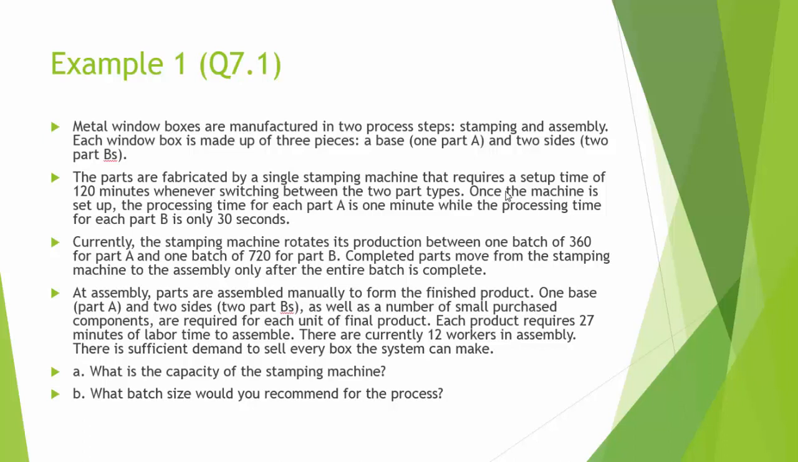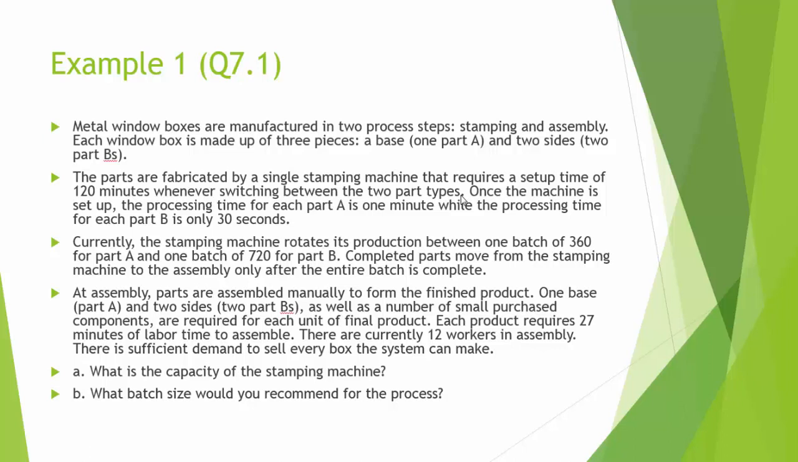Currently, the stamping machine rotates its production between one batch of 360 for part A and one batch of 720 for part B. Completed parts move from the stamping machine to the assembly only after the entire batch is complete.